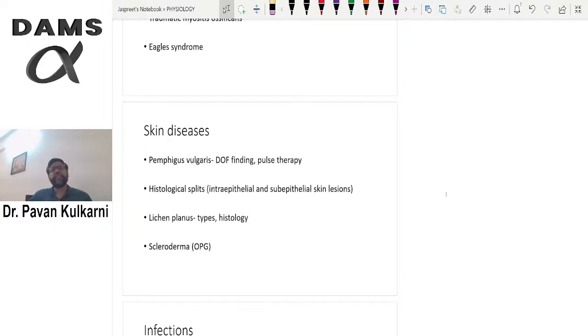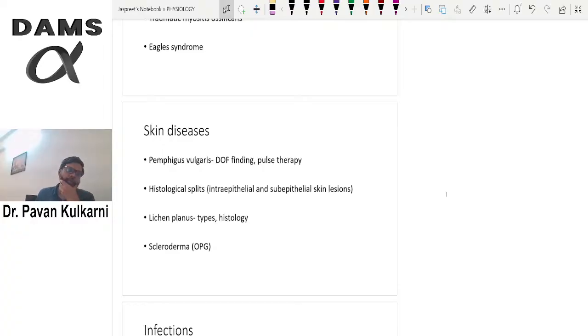Then in pemphigus, histopathology is very important. What is the level of split? We should know that an intraepithelial or suprabasilar split is seen. What are the various cells that you see in case of pemphigus? All those questions will be asked. And you are supposed to remember the list of conditions where you will see intraepithelial split and where you will see subepithelial split. For example, pemphigoid will have subepithelial and pemphigus will have intraepithelial. Broadly, you're supposed to know the various conditions which will have different splits.